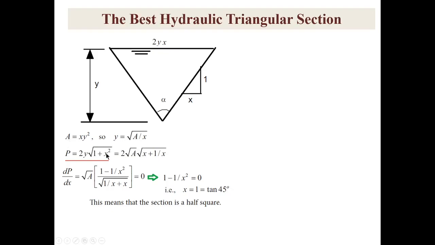At first, you see that I differentiate the wetted perimeter with respect to x. Therefore, it means that I replace the value of y with its corresponding equation in terms of A. From here, I can say that y squared equals A over x, therefore y equals root A over x. If I replace y with this value, I will have the wetted perimeter equal to 2 square root of A over x multiplied by this root. After simplification, the final wetted perimeter equals this equation: P equals 2 times square root of A times the root of x plus 1 over x.